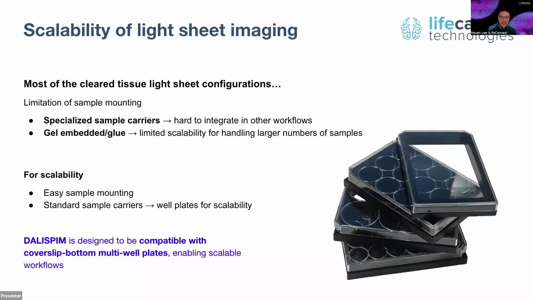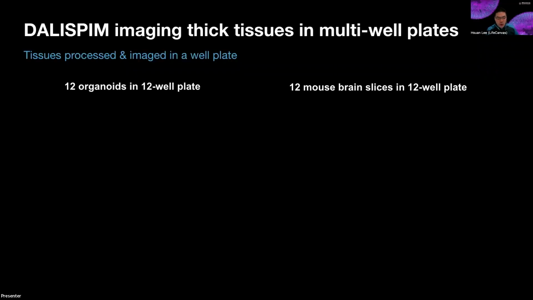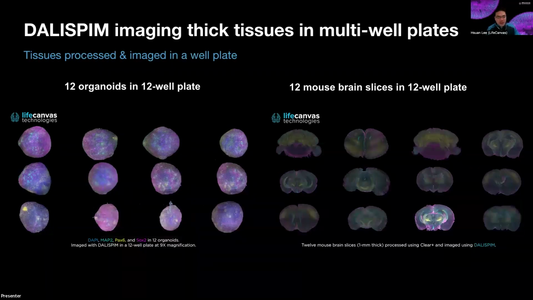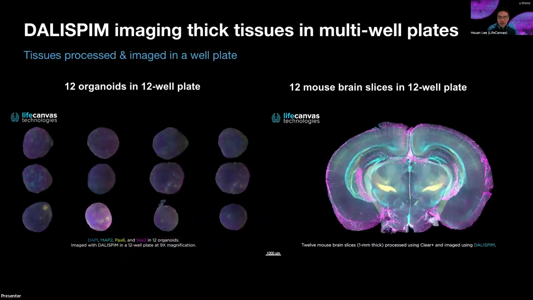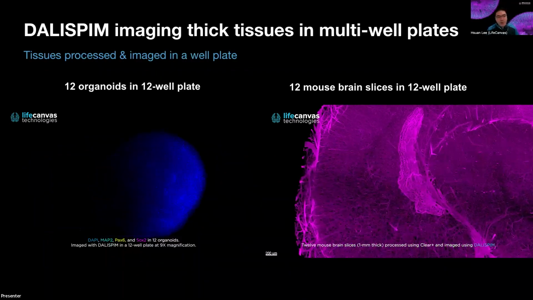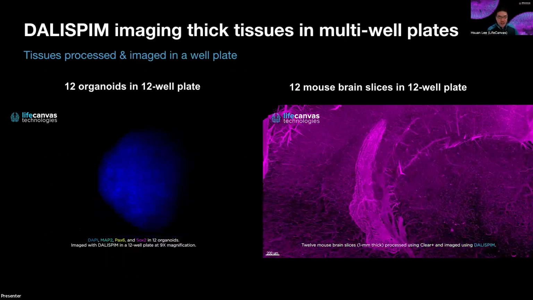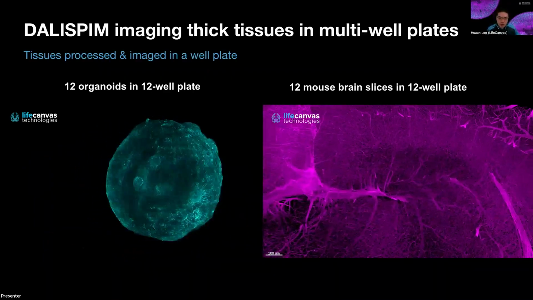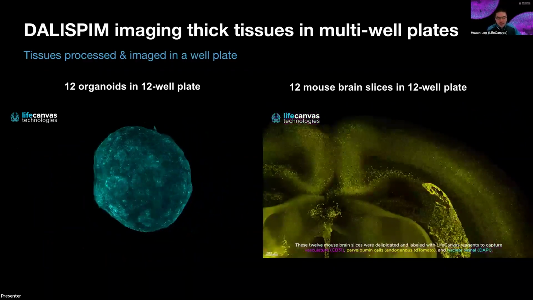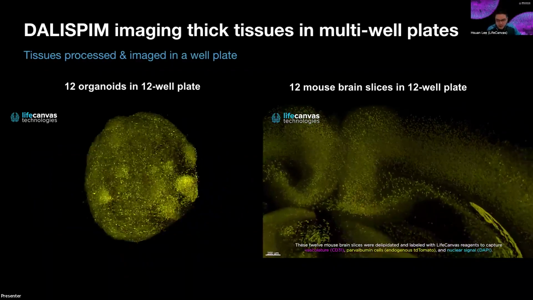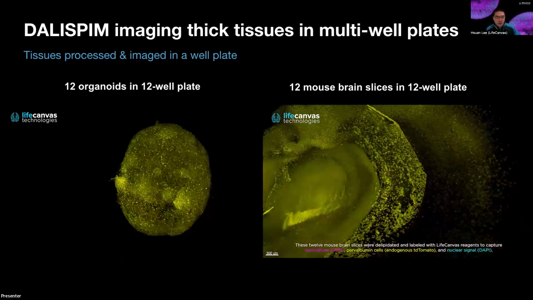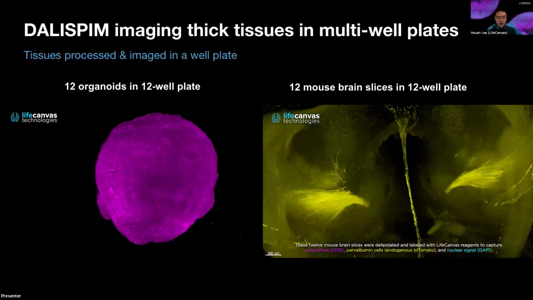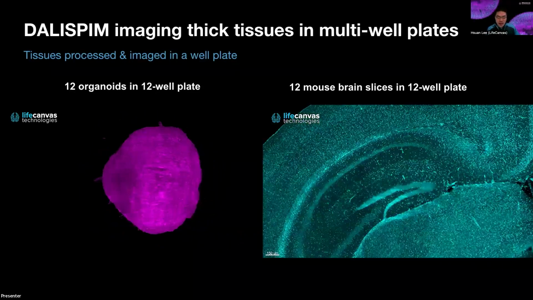Before I talk about the core technology of DALISPIM, I want to quickly show you the final results. On the left, there are 12 organoids with 800 micron diameters. On the right, there are 12 one-millimeter-thick mouse brain slices. The beauty of those two data sets is that each set was cleared, labeled, and imaged on DALISPIM in a 12-well plate. This capability makes large-scale automation significantly more achievable. For the organoids, the imaging time is about 53 seconds per channel per sample. A few weeks ago, we also tried imaging organoids in a 96-well plate, and it worked really well.